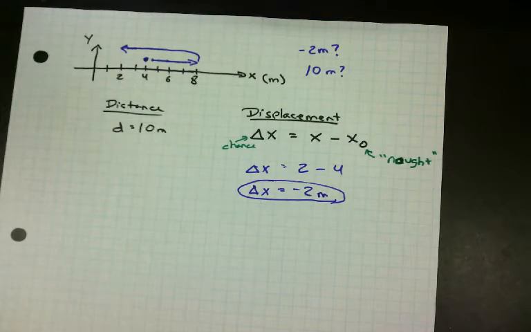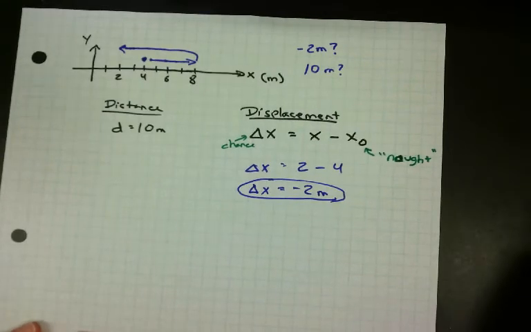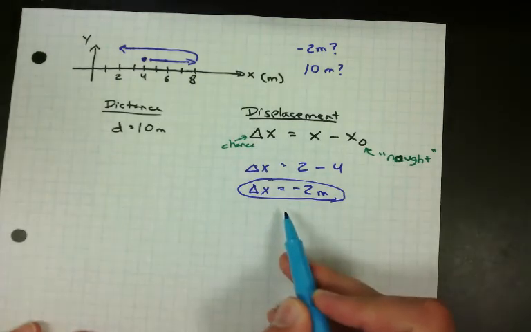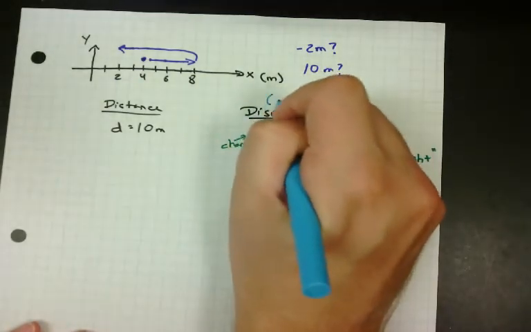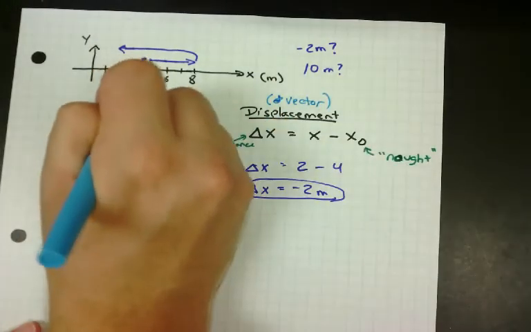All right. And again, just to be clear, this displacement is the scalar or the vector form? The displacement is going to be, because it has a negative, the vector. So this is going to be the vector form, and this one's going to be the scalar form.